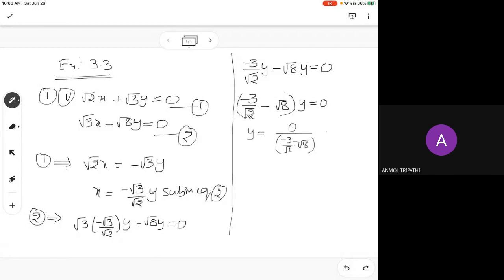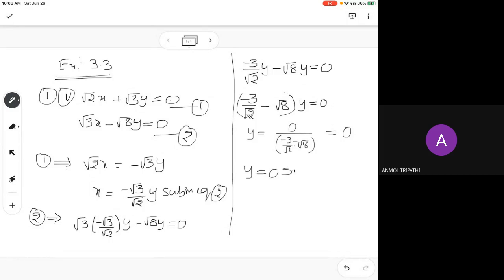Division by 0 is not possible. Suppose the denominator is 0, then division by 0 is not possible and we call it undefined. But 0 by something is 0. So y equal to 0 we are going to get.